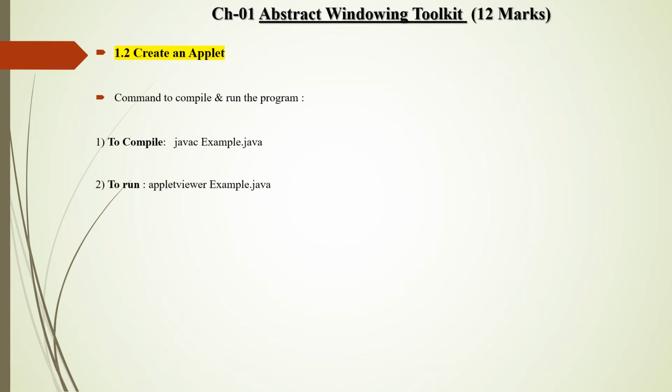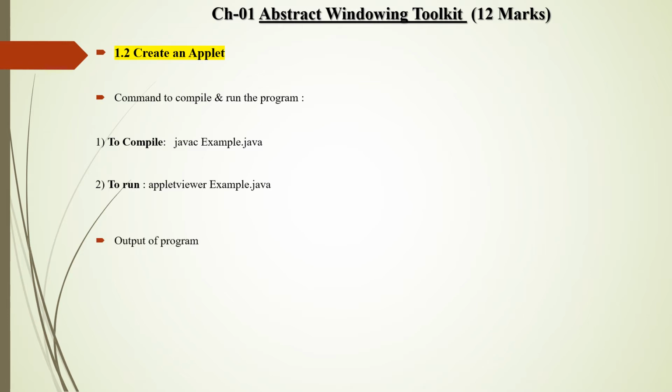In last semester we already saw how we can run the applet program, so again we see how we can run an applet program. The commands to compile and run the applet program: the first command is for compile. To compile we use the command javac space filename.java. Our file name is example.java, so we use javac example.java to compile the program. Next, the command to run the program is appletviewer space filename.java. Our file name is example.java, so we use the command appletviewer example.java.